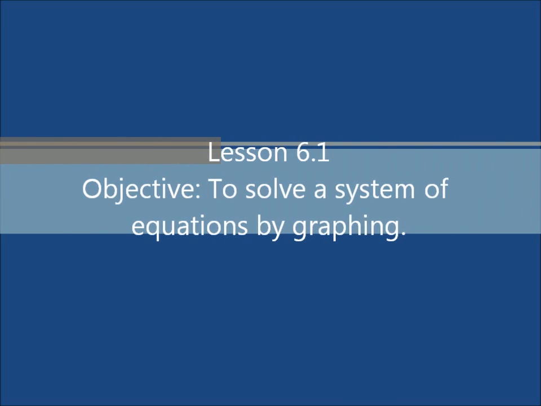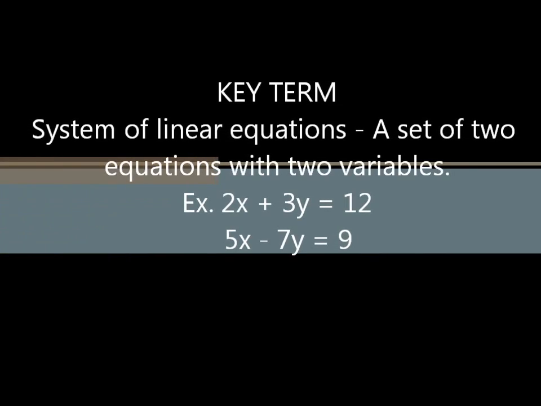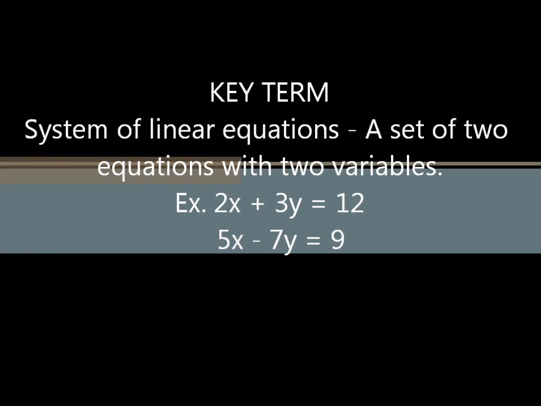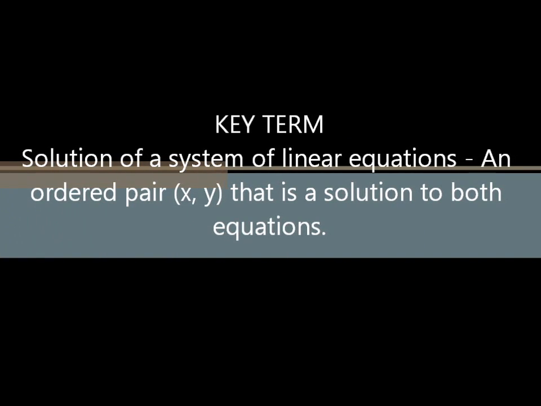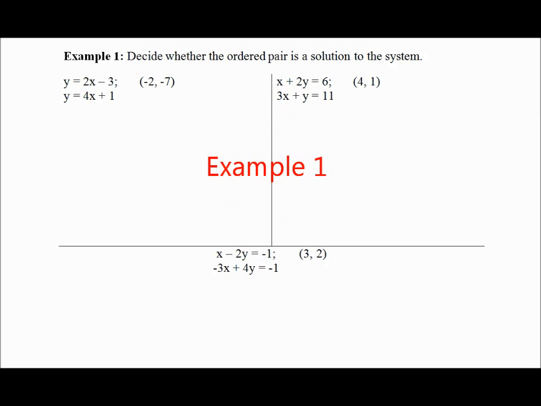Lesson 6.1. Our objective is to solve a system of equations by graphing. A system of linear equations is a set of two equations with two variables. A solution of a system of linear equations is an ordered pair that is a solution to both equations. For this lesson, we're solving systems of equations by graphing.